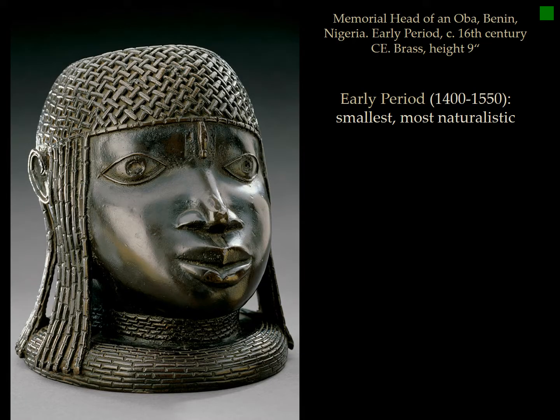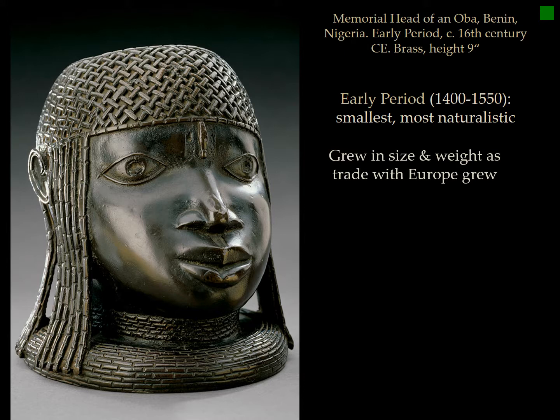This memorial head of an oba is a good example of the early period, produced around the 16th century and is around 9 inches tall. These are the smallest and most naturalistic of these various portrait heads, showing the characteristic physiognomy of Nigerians of this region, with the broad nose, lips, protruding cheeks, large eyes, and then the characteristic coral shell crown and neck piece.